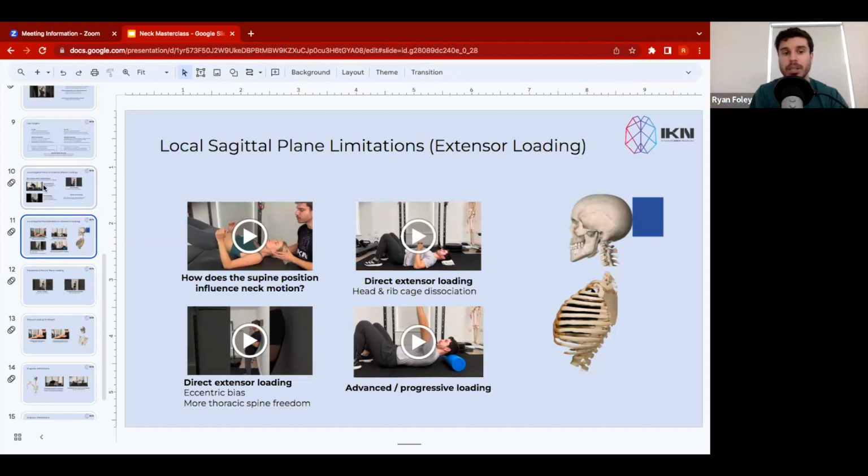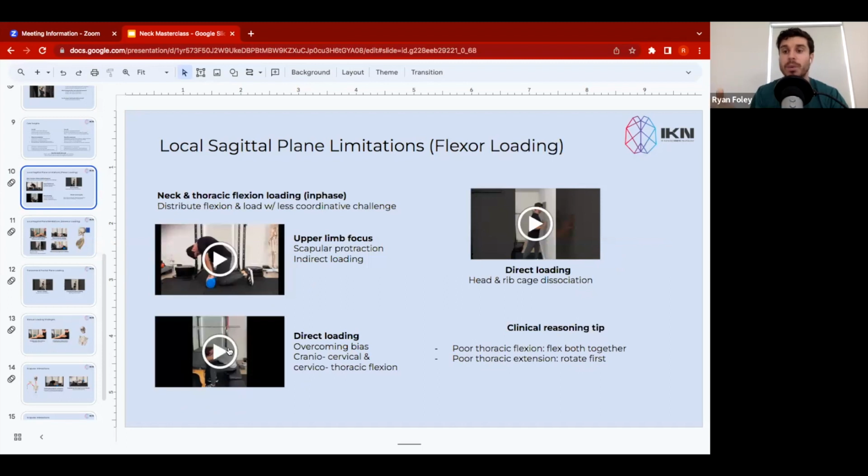And that's why we like to kind of use these overcoming strategies here, where the client has a bit more control over how much force they're producing in a way that allows them to sustain the contraction for longer periods relative to something else like a supine chin tuck and lift, for example.